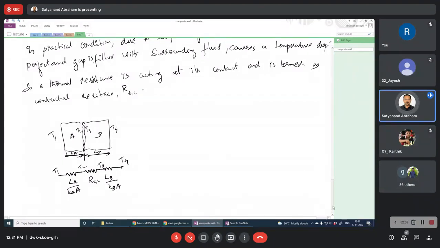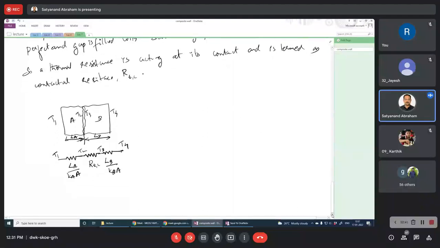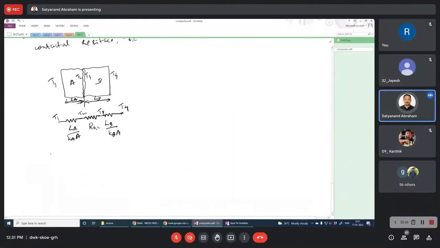Therefore, we can see that the contact resistance R_tc can be considered as resistance in series.